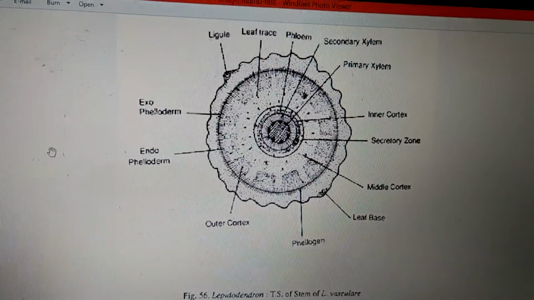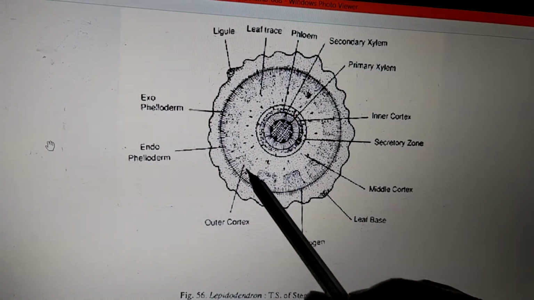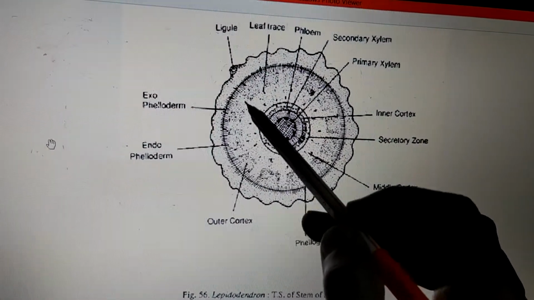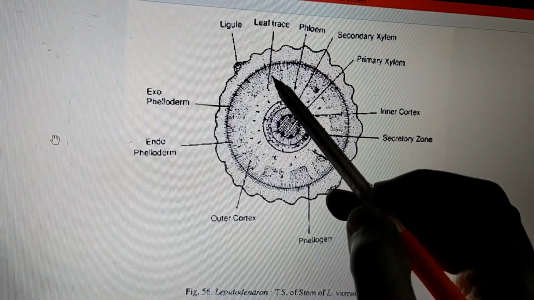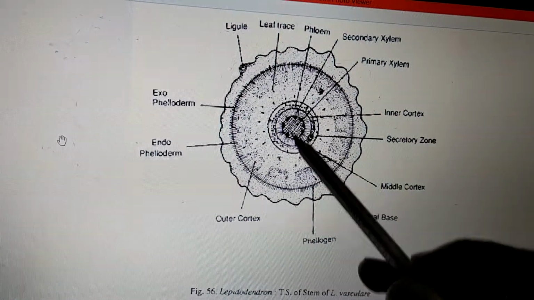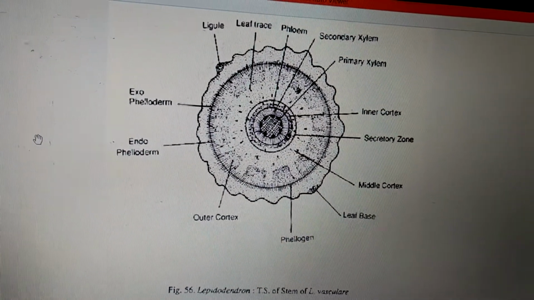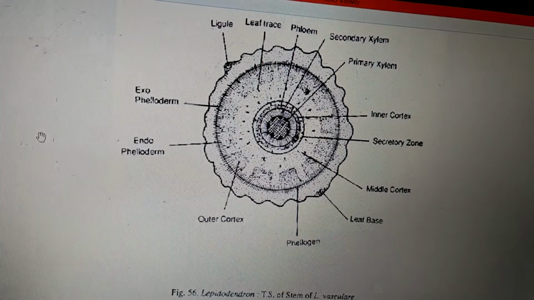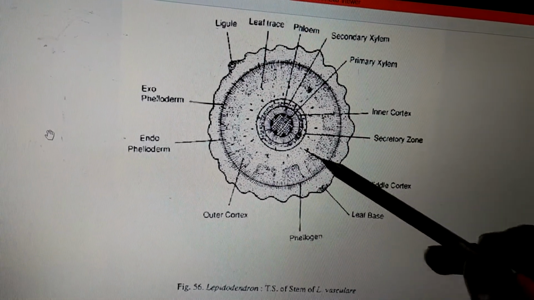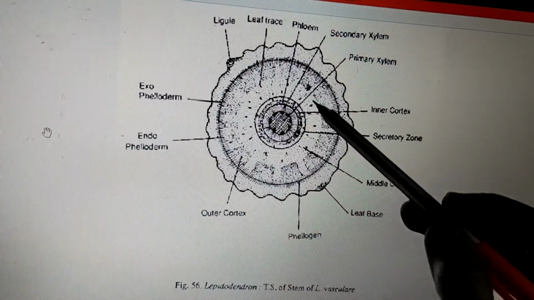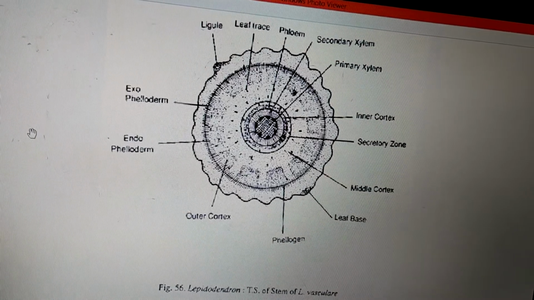Now, for the detailed description of the cortex, the outer cortex consists of alternating bands of sclerenchyma. So we can make out the patches here. This is a sclerenchymal patch, and in between these two sclerenchymal patches, again we have this plain patch which is of parenchymatous cells. So the outer cortex consists of alternating bands of sclerenchyma and parenchymal cells, whereas the middle region, the middle cortex, usually contains a homogeneous mass of parenchymal cells.